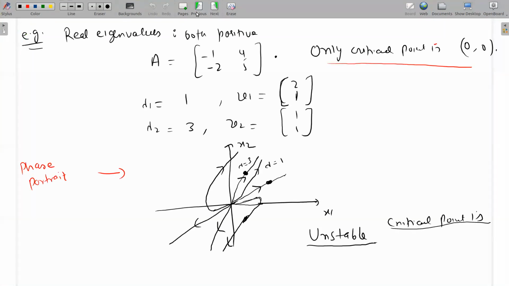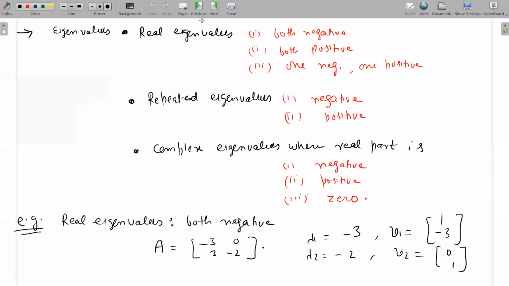So we were studying stability of system and sketching the phase portrait. In that direction, we have taken examples where eigenvalues are real, they may be repeated or they may be complex. So the first example was real eigenvalues, both negative, then both positive. And this is the third example.